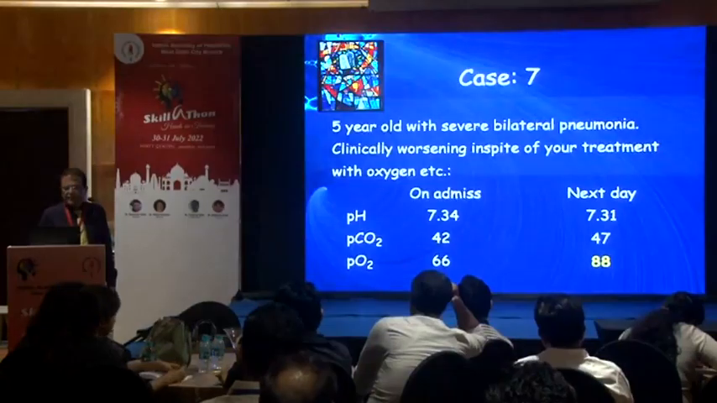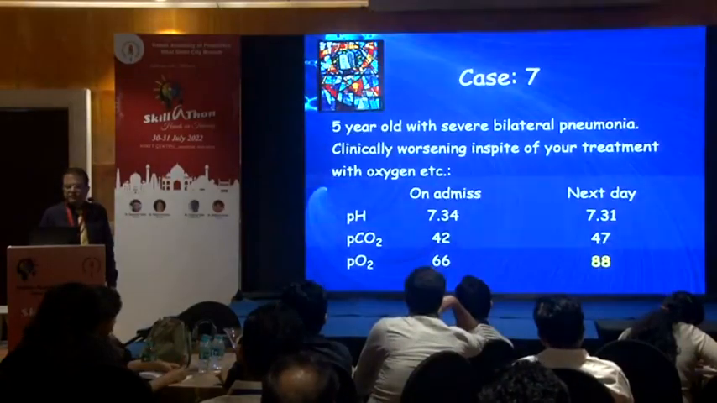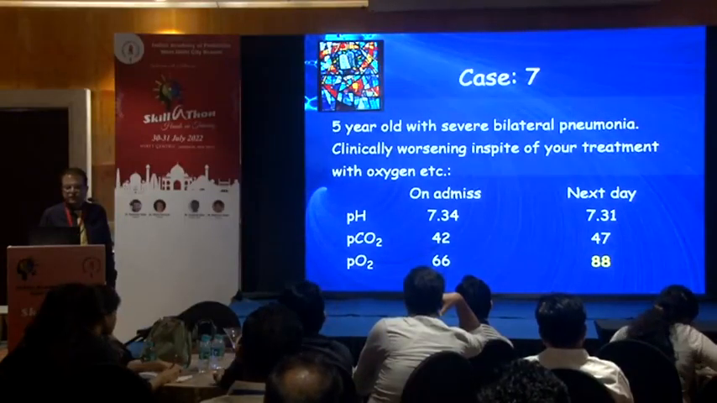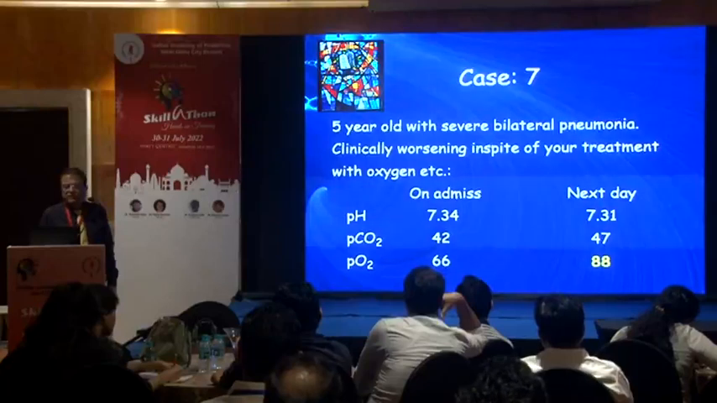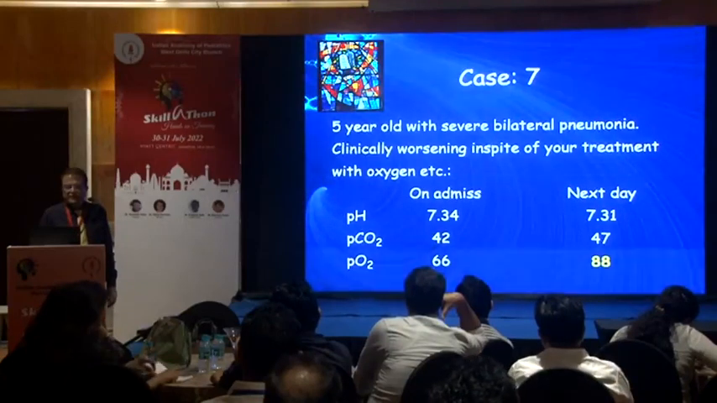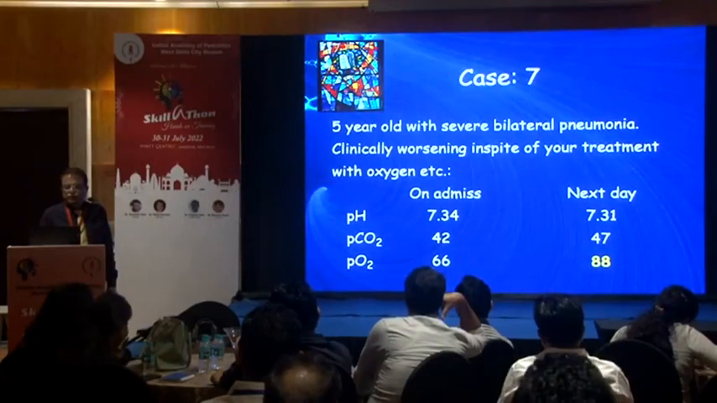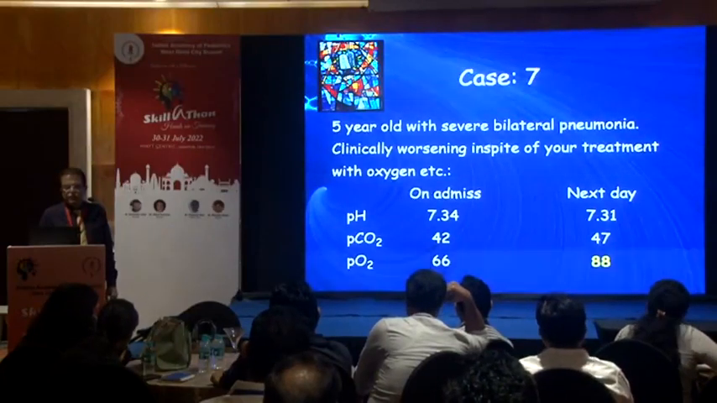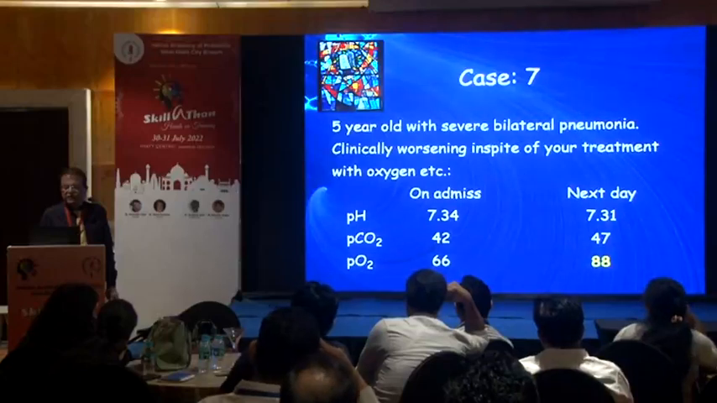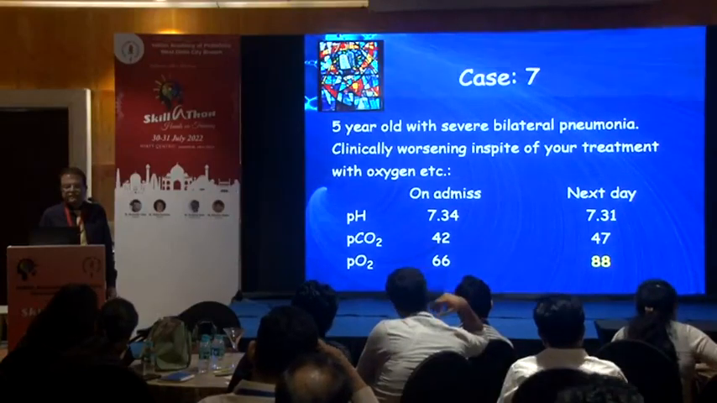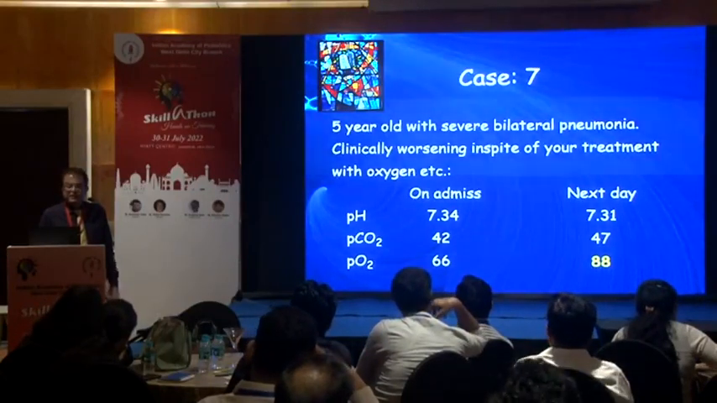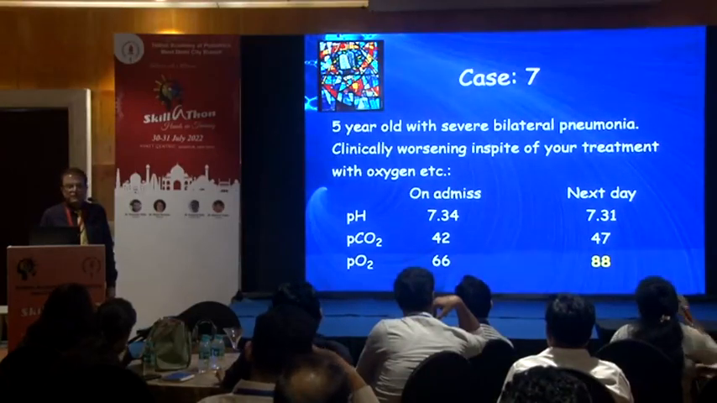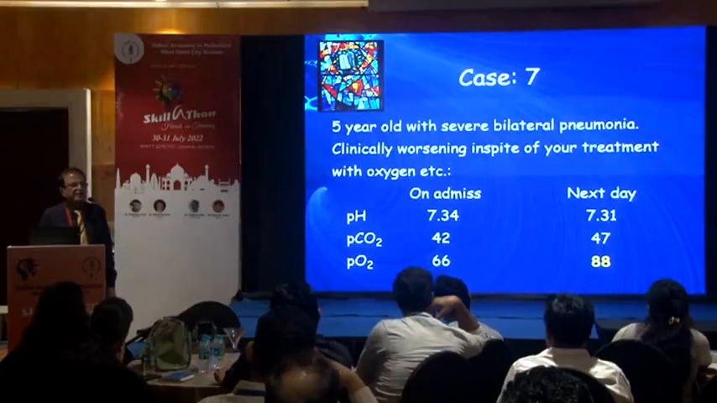Okay. 5-year-old with severe bilateral pneumonia, clinically worsening in spite of your treatment with oxygen. On admission, pH was 7.34, next day it is 7.31. CO2 is 42 and now it is 47. O2 is 66 yesterday and today it is 88. But clinically is worsening. How can this be that O2 has risen? Clinical worsening, definite worsening.